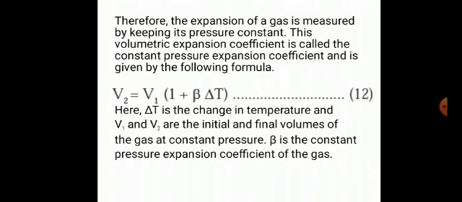Therefore the expansion of gas is measured by keeping its pressure constant. This volumetric expansion coefficient is called the constant pressure expansion coefficient, and it is given by the formula V2 is equal to V1 multiplied by 1 plus beta delta T, bracket completed. Here delta T is the change in temperature and V1 and V2 are the initial and final volumes of gas at constant pressure. Beta is the constant pressure expansion coefficient of a gas.